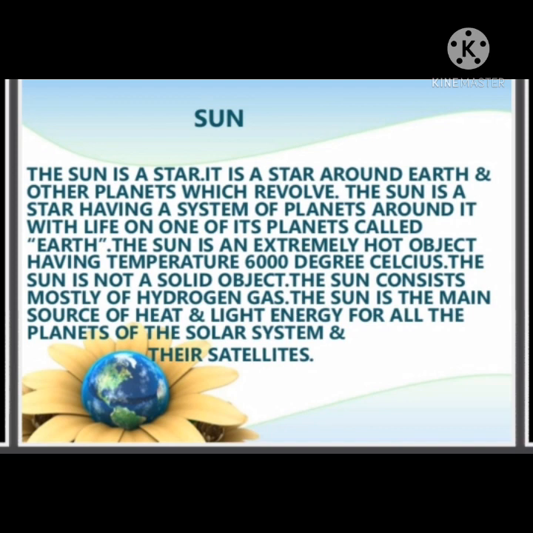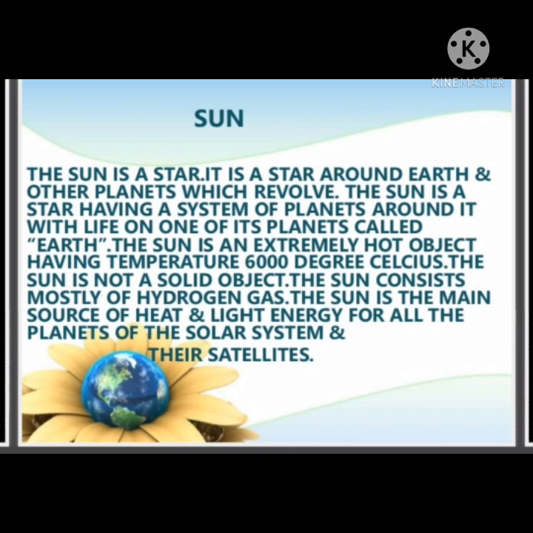The sun is an extremely hot object. It may be about 6000 degrees Celsius. It is not a solid object. It consists mostly of hydrogen gas. It is the main source of heat and light energy for all the planets of the solar system. So the sun provides heat and light energy to all the planets in the solar system.